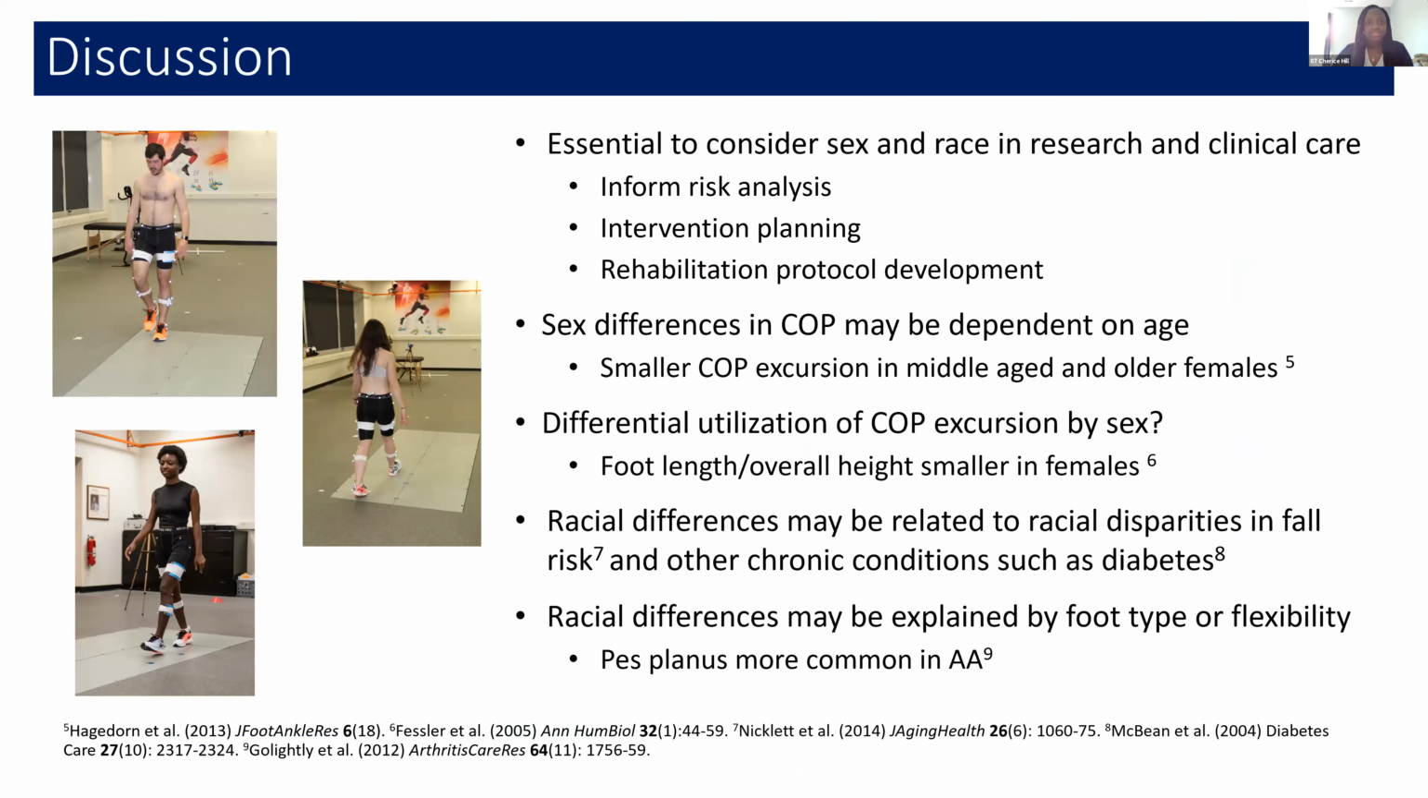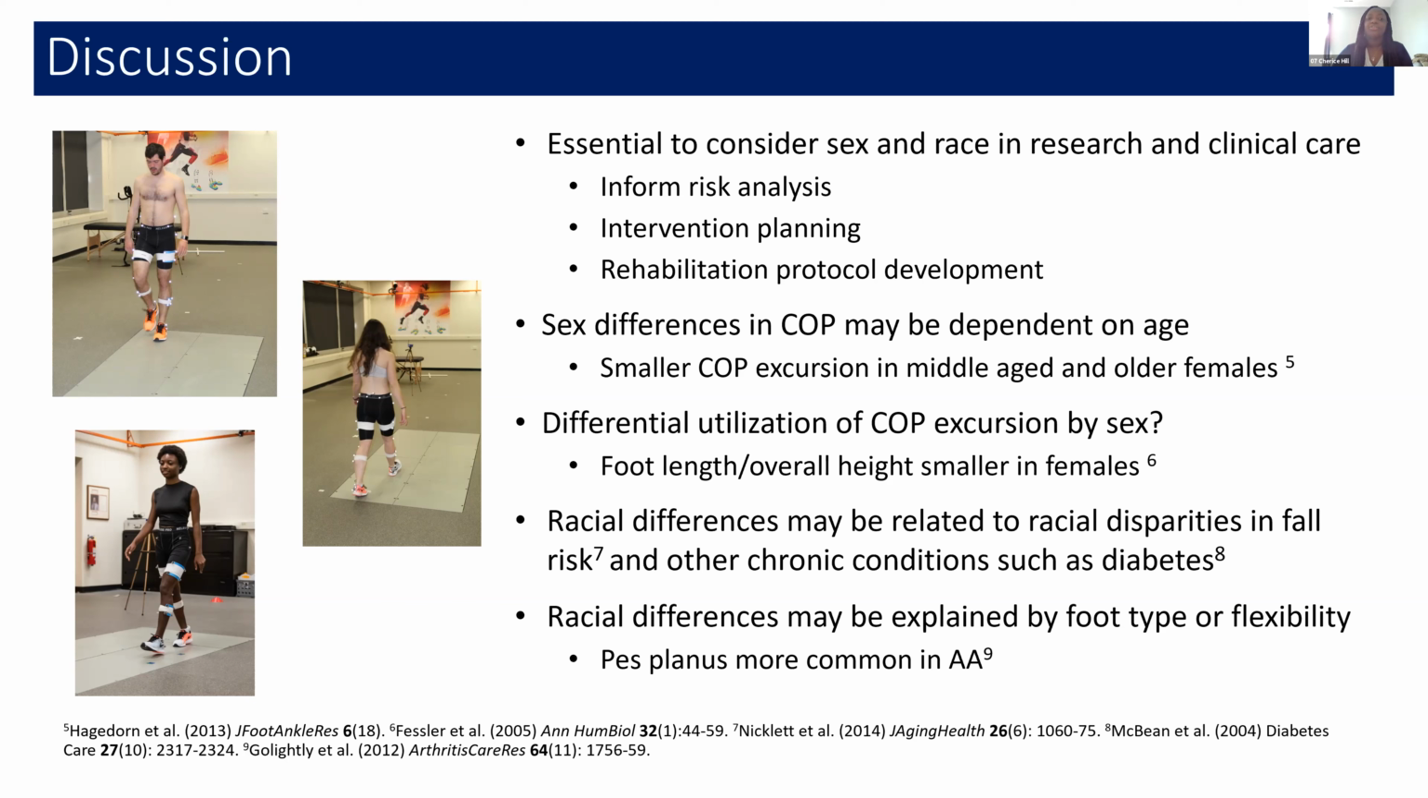So why do we think all this is important? COP trajectories can go into informing risk analysis, intervention planning, and rehab protocol development. So understanding sex and race differences and being able to have a really diverse data set to contribute to those analyses and planning protocol developments is really important for both research and clinical care.